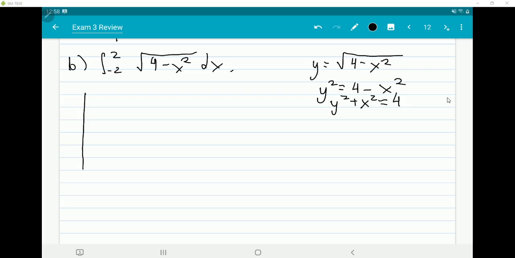So here, what do I have? 1, 2, 1, 2. That's not going to look like a circle if I do it that way. 1, 2, 1, 2, 1, 2. Looks like half of a circle, and I want to know what the area is.